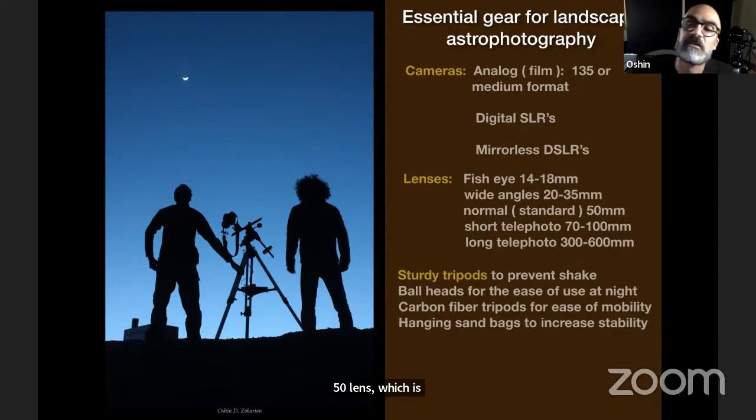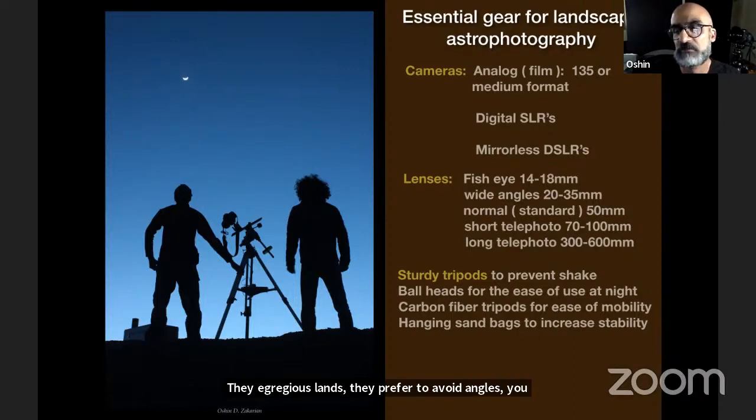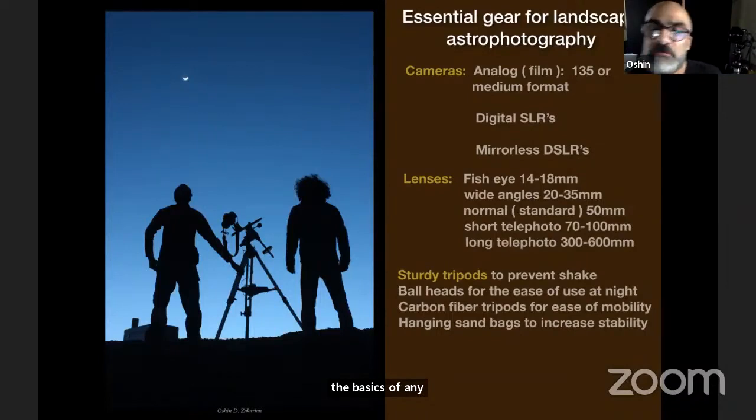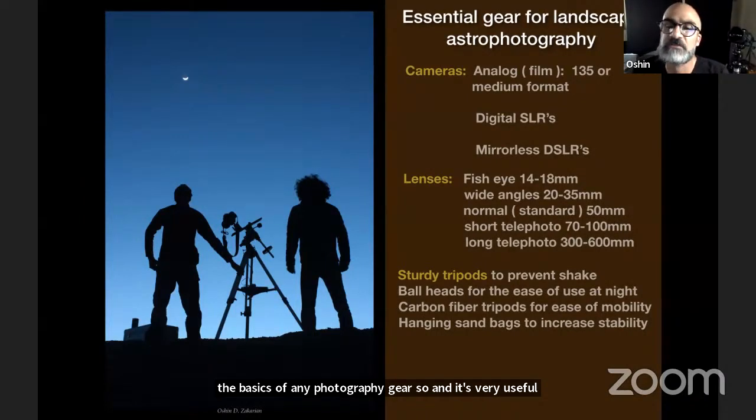And unfortunately, most photographers ignore this lens. They prefer the wide angles, but the normal lens, the 50 lens, is one of the basics of any photography gear. And it's very useful, especially for some detailed shots of constellations. You can go ahead, watch it for this part, and then I will continue.